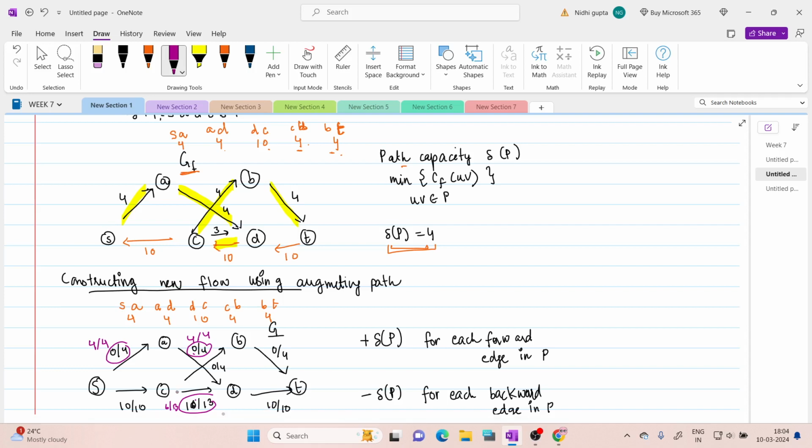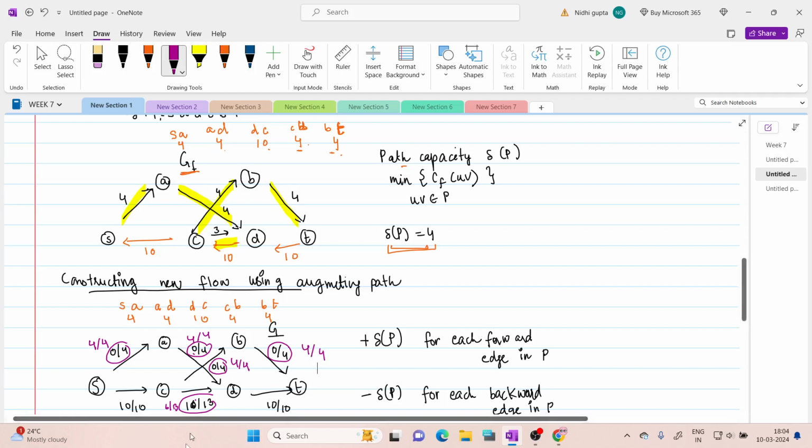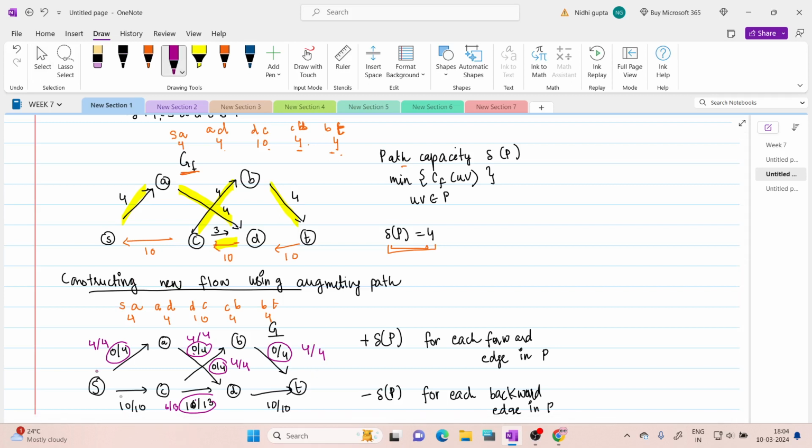Then the next edge is CB. What will be the new flow for CB? Is it a forward edge or a backward edge? Forward. So the new flow for CB is 4 by 4. And for BT, it is a forward edge, so this is also 4 by 4. Initially the flow value was 10. Now we get a new flow value of 10 plus path capacity, which is 14.